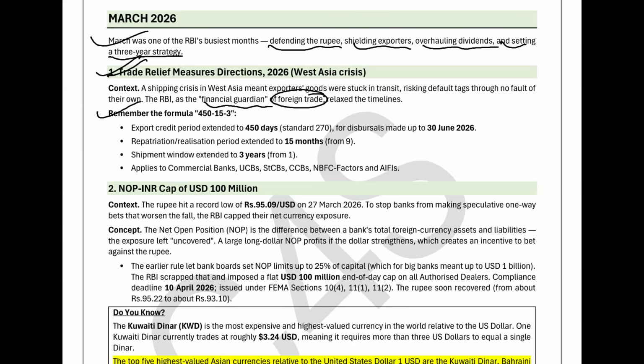Please note it down on your A4 size paper. February की भी separate कर लेना, March की बनाना, because when I make you solve MCQs, you will easily answer each and every question. तो ये याद रखो. Export credit period extended कितना कर दिया गया है? 450 days. Standard कितना था? 270. For disbursal made up to 30th June 2026. Second, repatriation realization period extended to 15 months from 9 months. Is it clear? Third, shipment window extended to 3 years from 1.